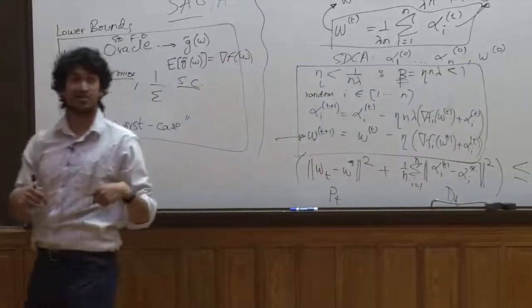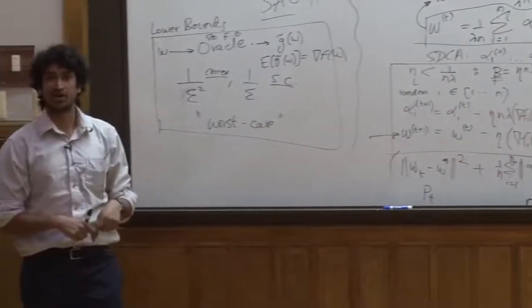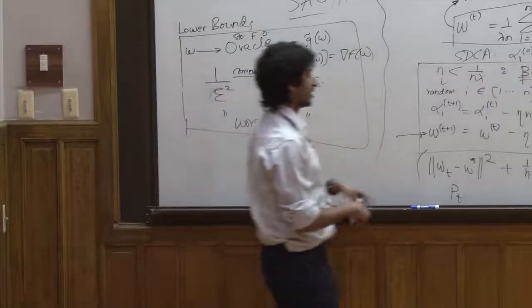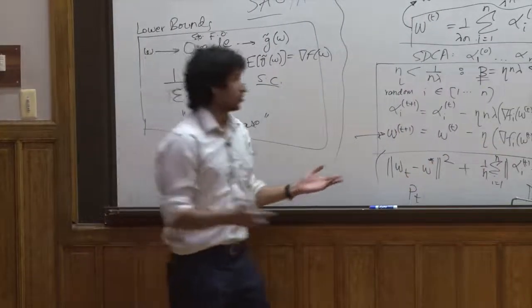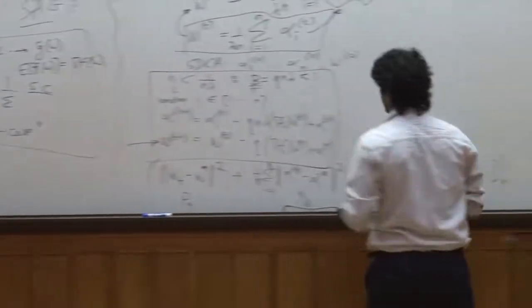The second thing I claimed was that the variance of this quantity goes to 0. Okay. So let's see why that's true. Okay, so why does the variance of this quantity go to 0?